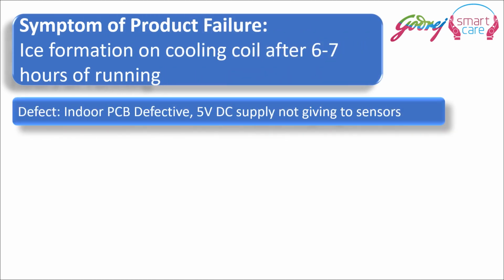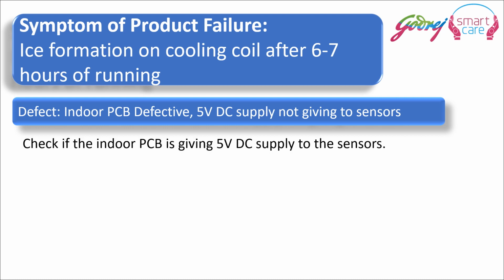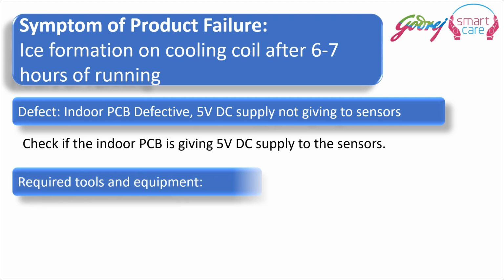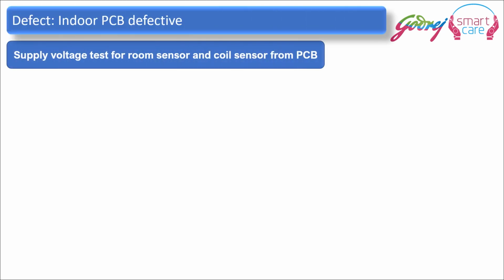In case of indoor PCB defect, where the 5-volt DC supply is not given to the sensor, we have to check if the indoor PCB is giving 5-volt DC supply to the sensor. The required tools for checking it: supply voltage test for room sensor and coil sensor from the PCB.